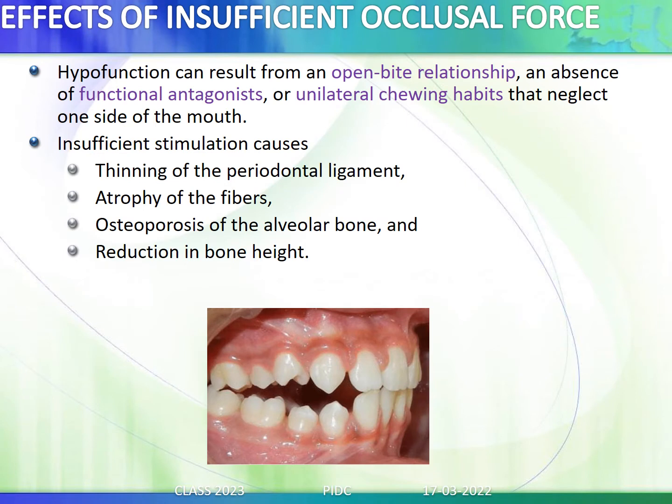Now, till now we have seen what problems occur if there are excessive occlusal forces. But there are problems occurring even if there are insufficient occlusal forces. Hypofunction can result from an open bite relationship, an absence of functional antagonists, or unilateral chewing habits that neglect one side of the mouth. Insufficient stimulation can cause thinning of the periodontal ligament, atrophy of the fibers, osteoporosis of the alveolar bone, and reduction in the bone.